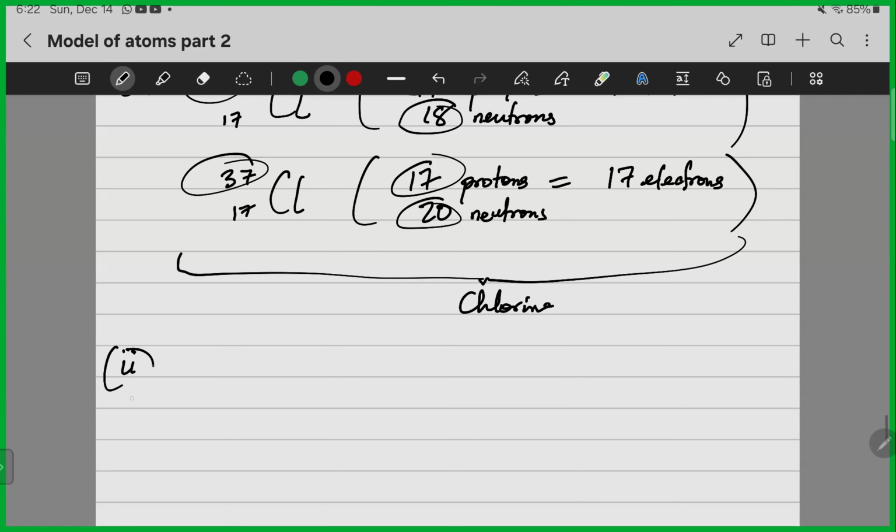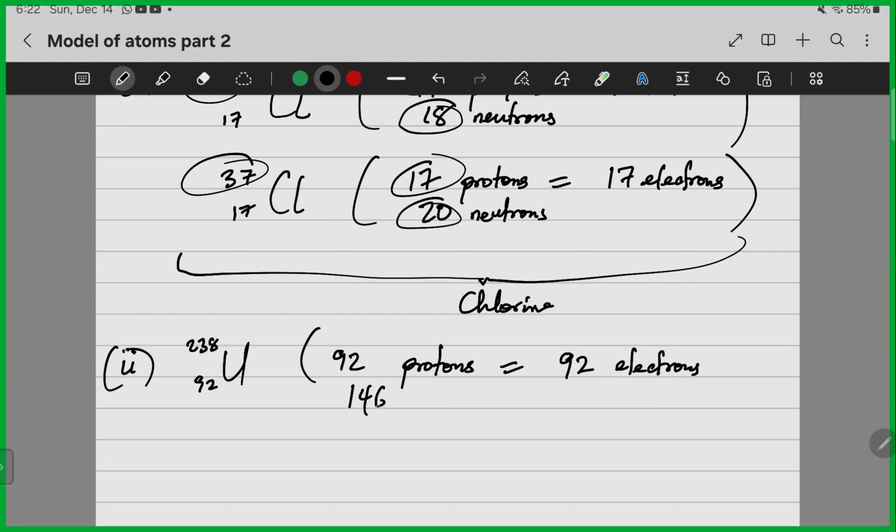Then there is another one. Let me take another one, say for instance, uranium-238, with atomic number 92. In this case, we have 92 protons, which is equal to 92 electrons. And then we have 146 neutrons.